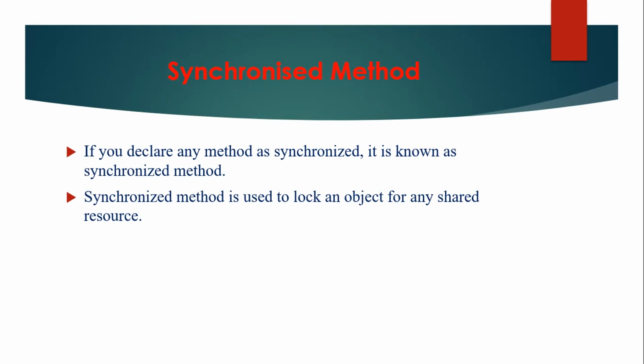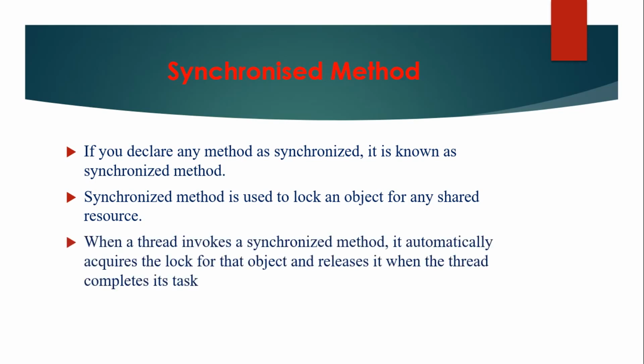Whenever we want to lock the shared resource, or lock the object of a shared resource in a method, we use the synchronized method. When a thread invokes a synchronized method, it automatically acquires the lock for that object, and it releases it only when the thread completes its task. After the thread completes its task, we can release the method or the thread.